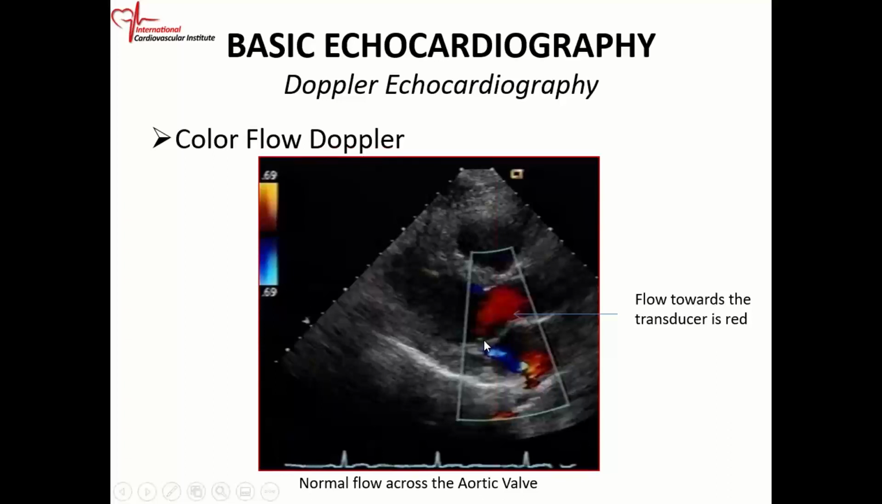There's a flow right here. Okay. And this flow is across the mitral valve. If we say this is systole, then this systolic flow across the mitral valve is mitral regurgitation, and it's moving in this direction. It's actually moving away from the transducer. So it's going to be in varying shades of blue. Flow towards the transducer, varying shades of red. Flow away from the transducer is going to be varying shades of blue.